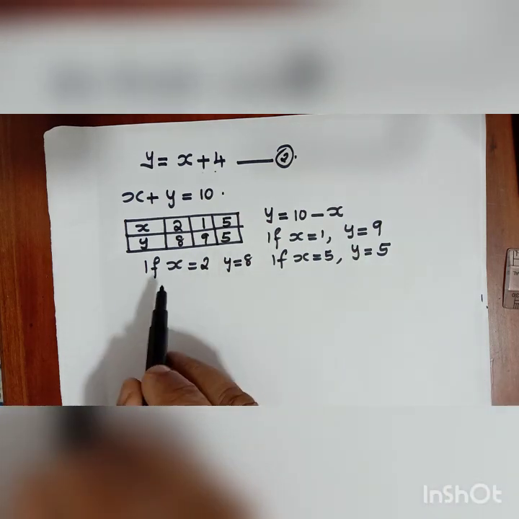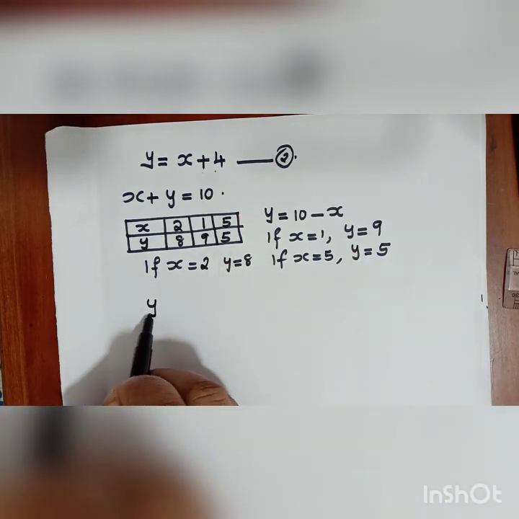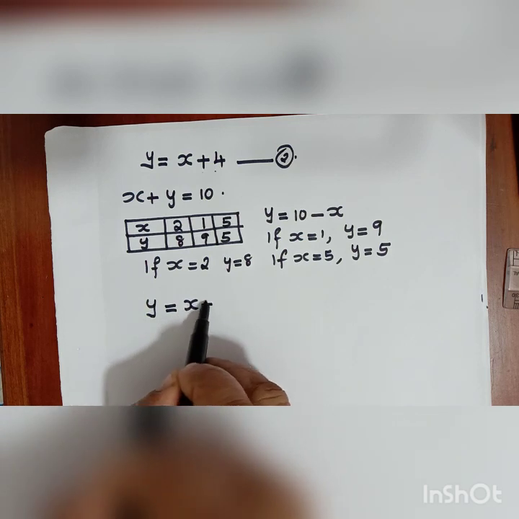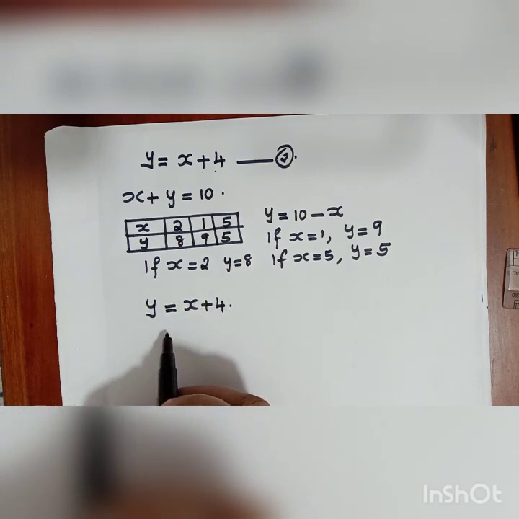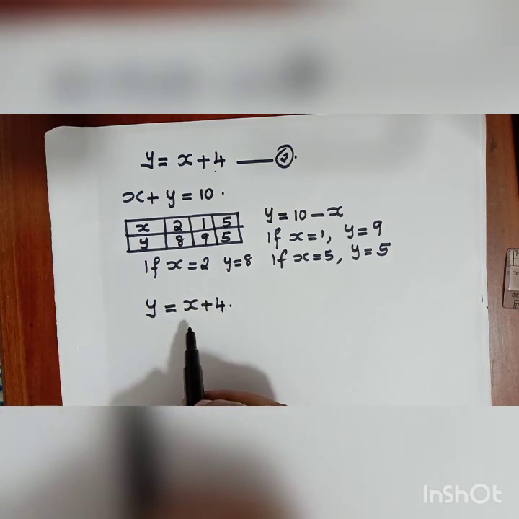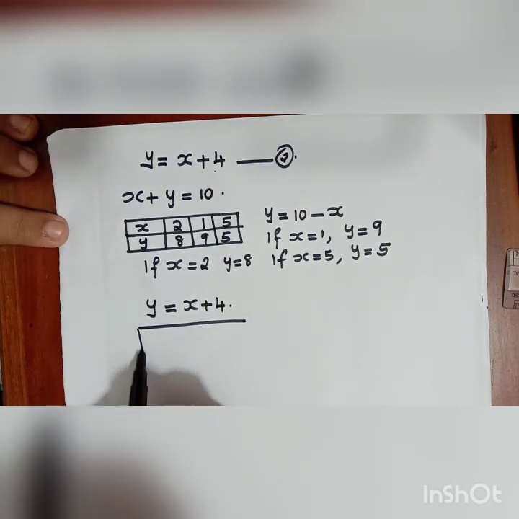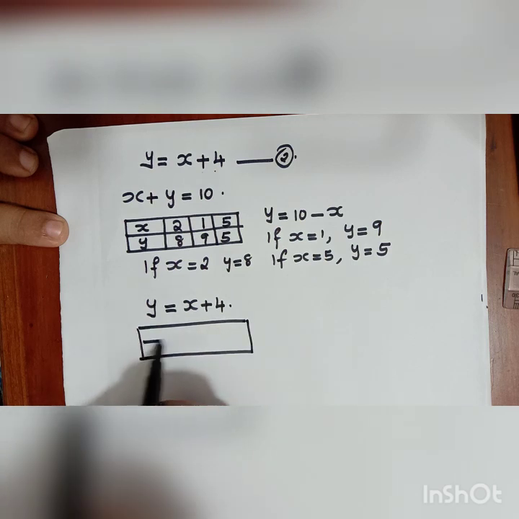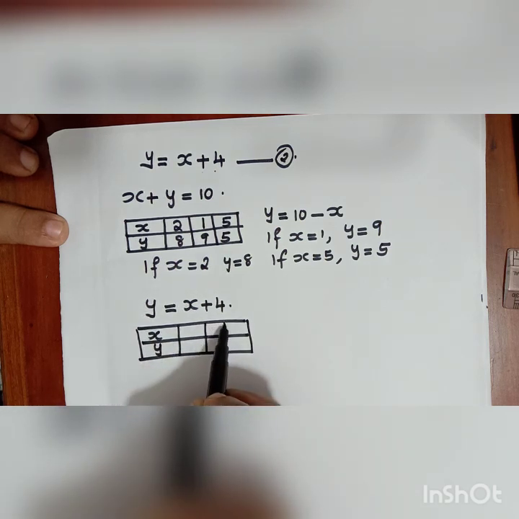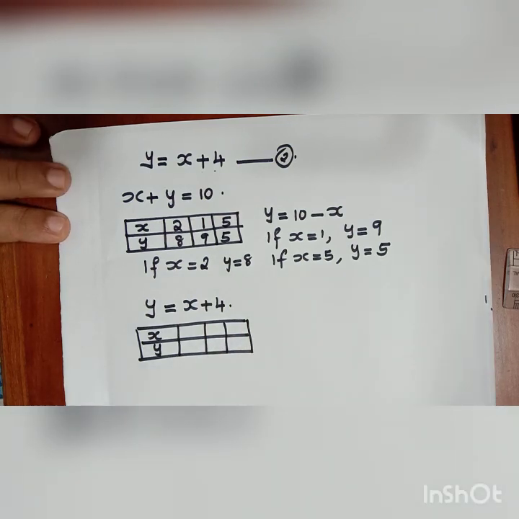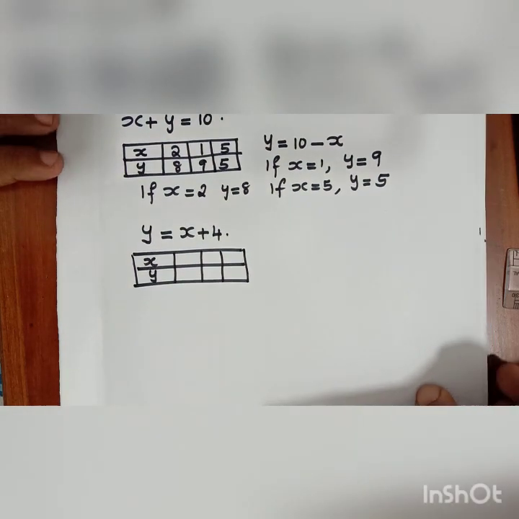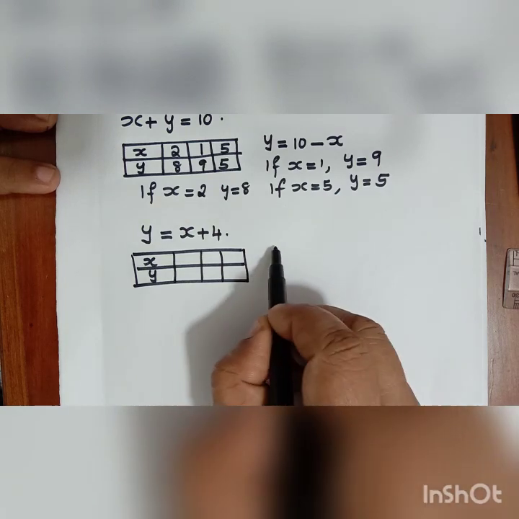Then we have the second equation, that is y is equal to x plus 4. Okay. So here also we have to draw a box and find out values for this. For 3 values, let us find out. We have x, y, making the column like this. Now substituting values for x, so that you will be getting the value for y.